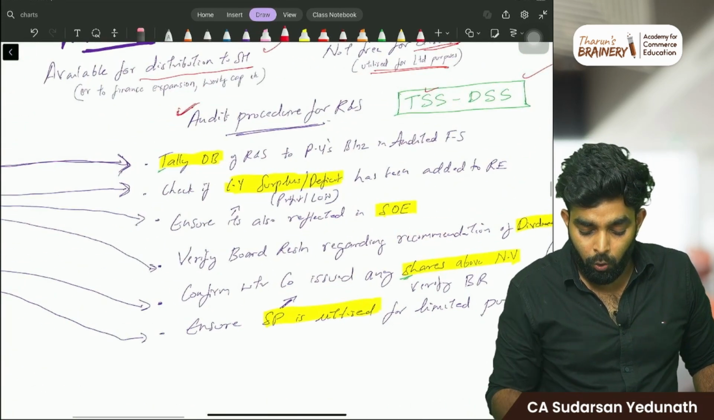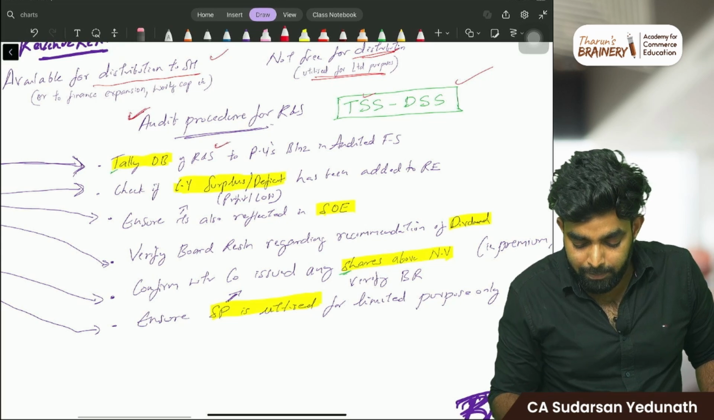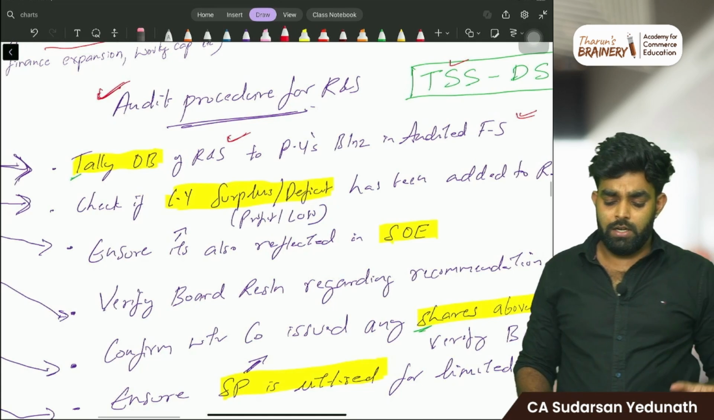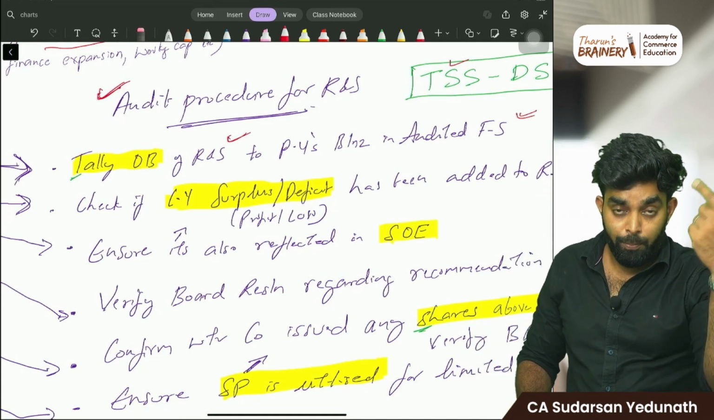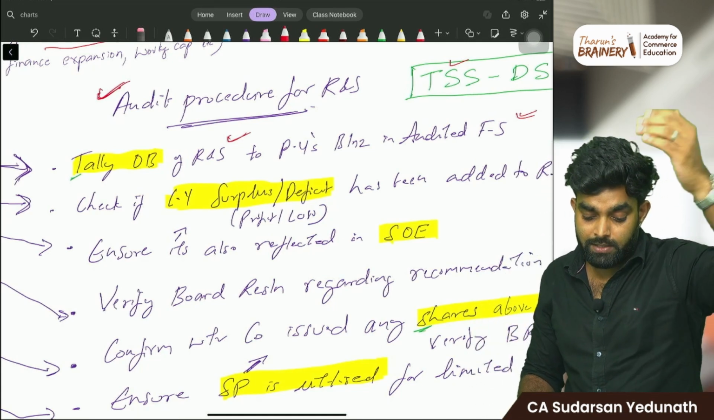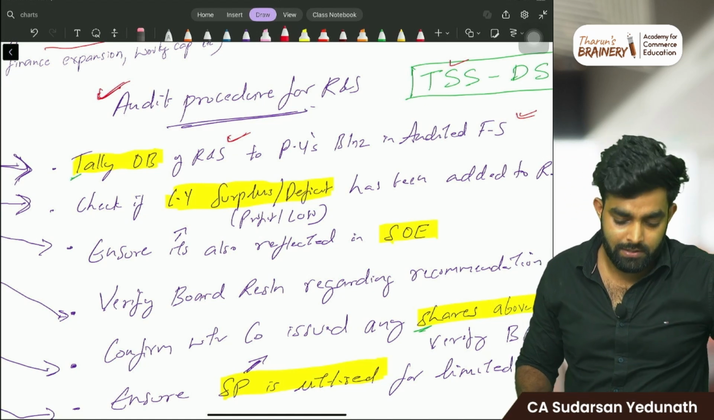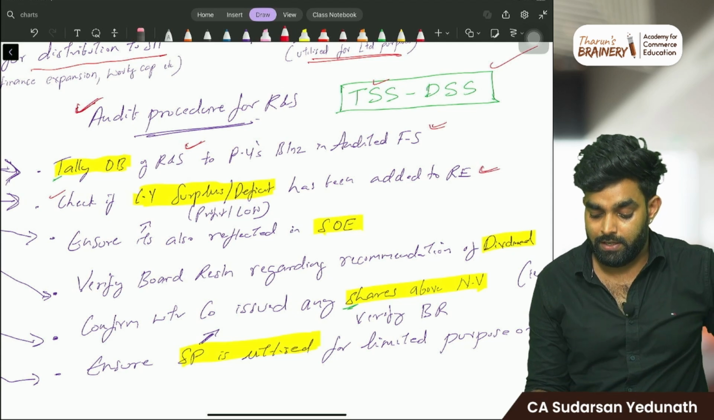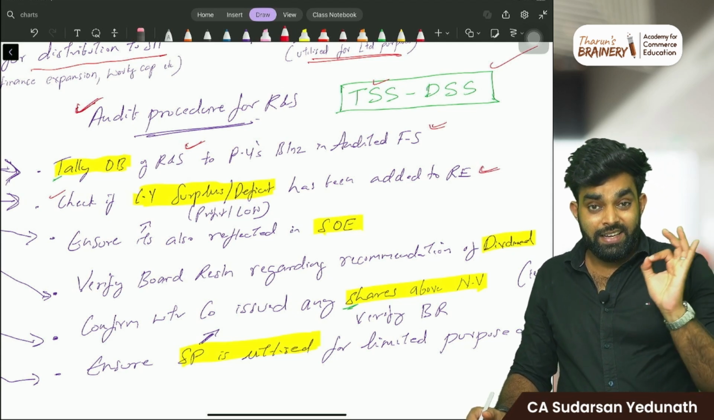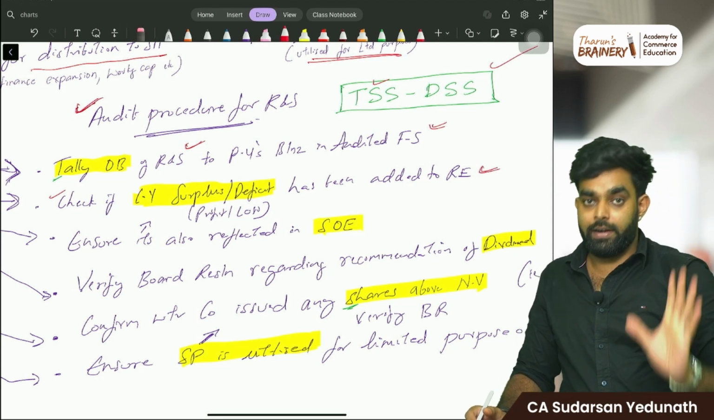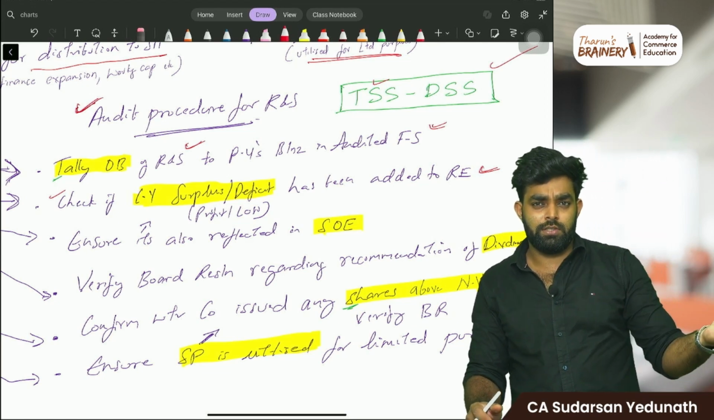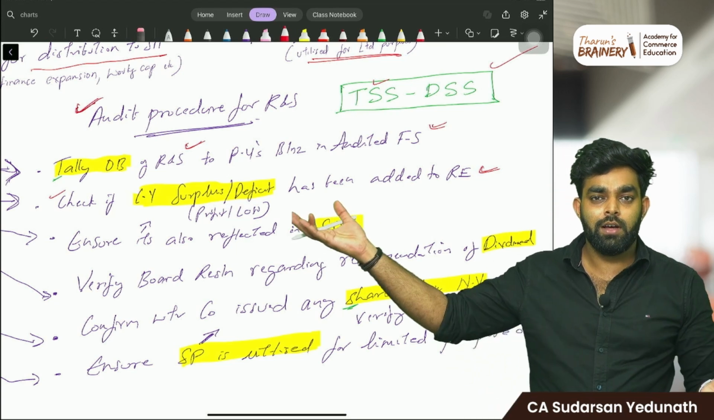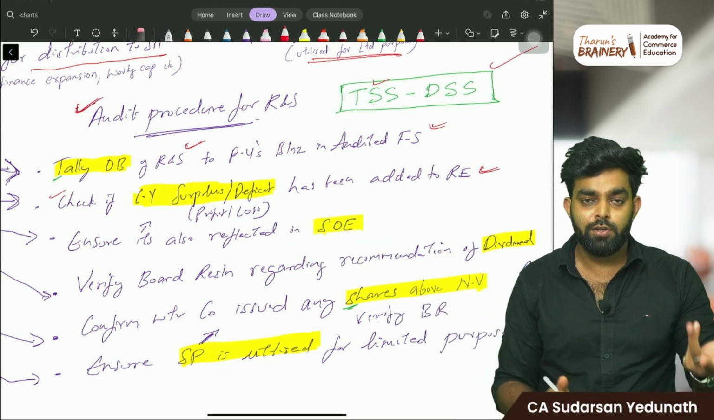So tally the opening balance of reserves and surplus to the previous year's balance in audited financial statements. Same as we learned in share capital. This year's opening balance with previous year's closing financial statements. That's it. Then check if current year surplus or deficit has been added to retained earnings. RE means retained earnings. Current year profit or loss, what will you do? You studied it in accounts, right? Current year profit or loss will be going to reserves and surplus, retained earnings, right? Make sure that is done.